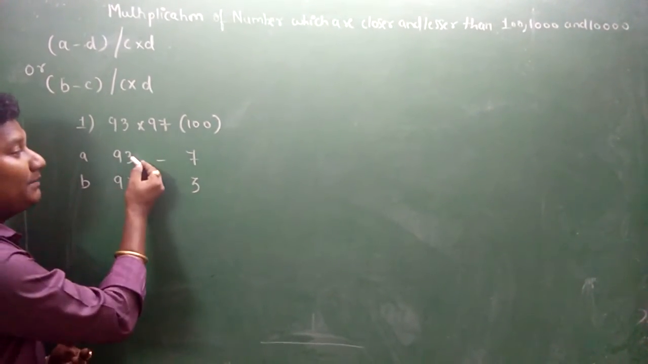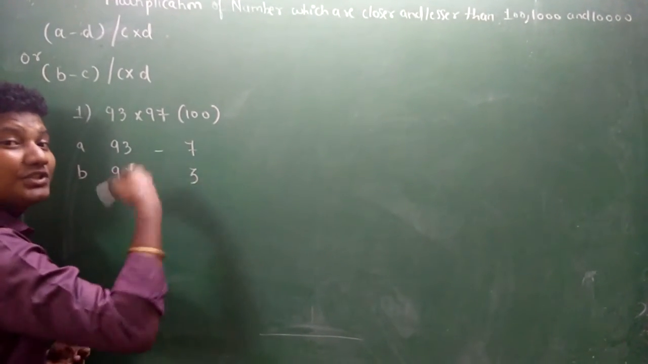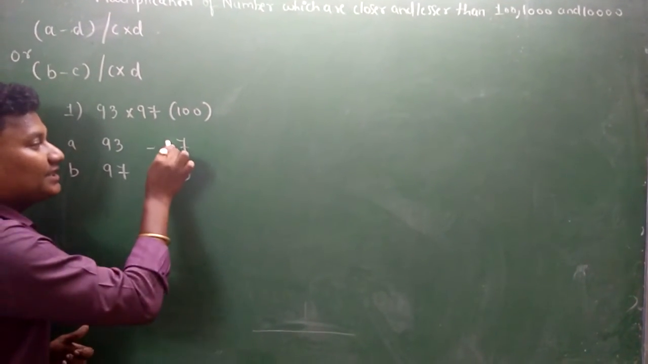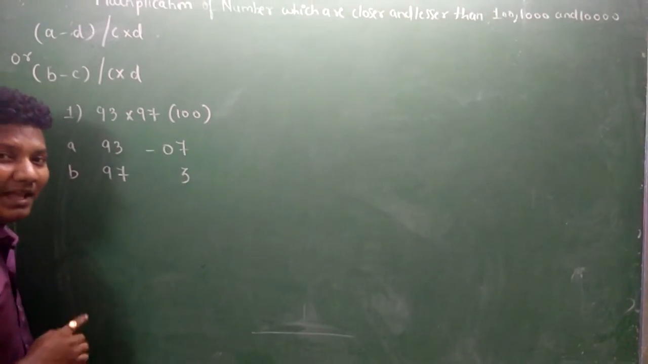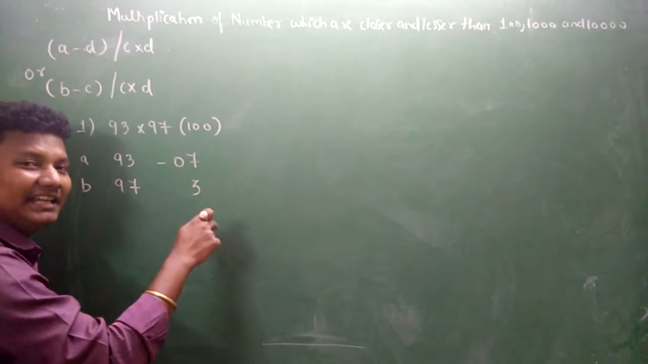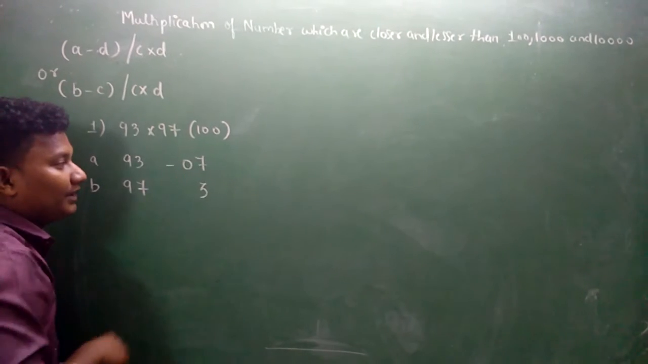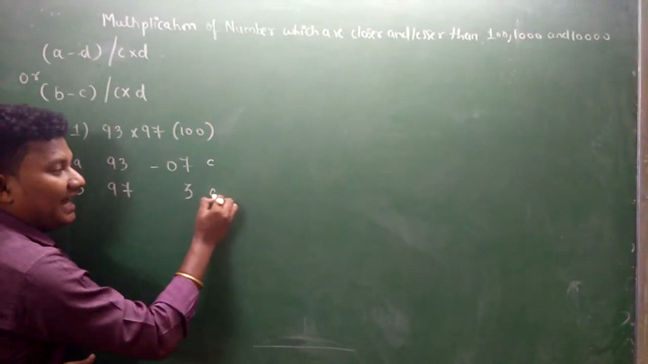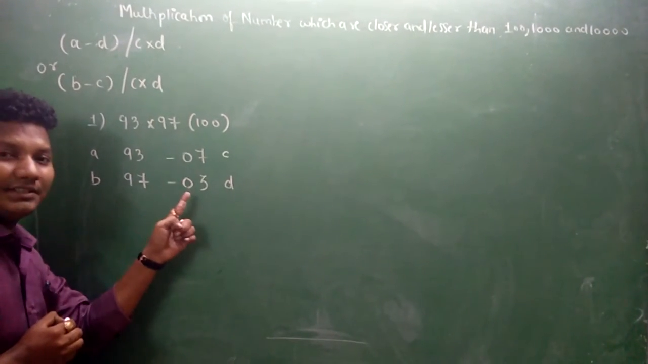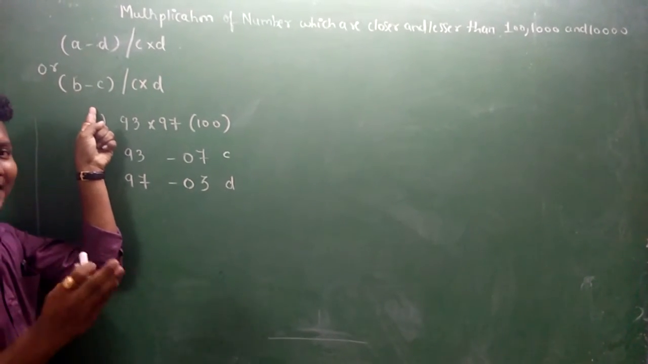But we have to multiply 2 digit into 2 digit, so I will convert this 7 and 3 into 2 digit form. I will write 7 as 07, because we have to multiply 2 digit numbers. Whenever you have to multiply 3 digit numbers, convert the values of c and d into 3 digit form. So this 3 will be 03. So 93 is 7 less and 97 is 3 less. Now either you apply this formula or the other one, you will get the same answer.